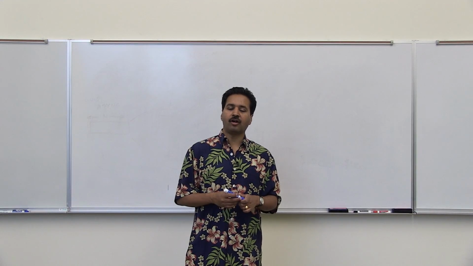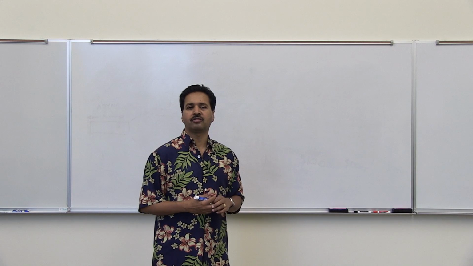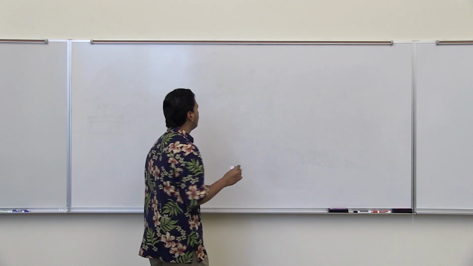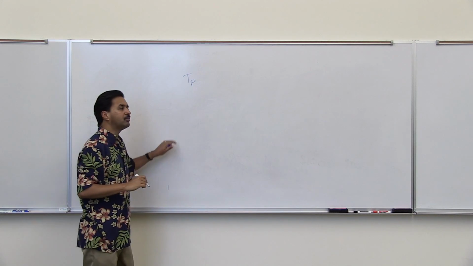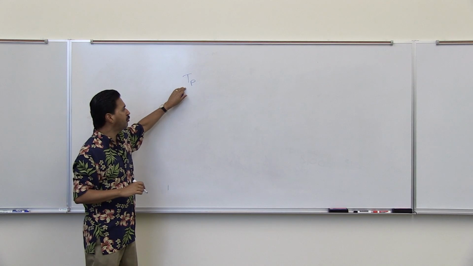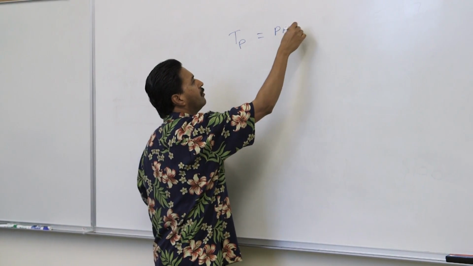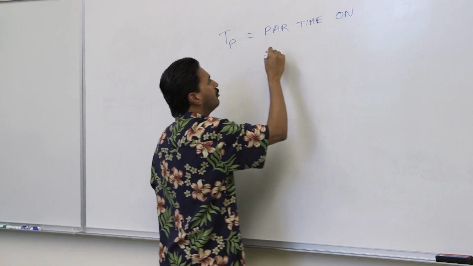Now that we've studied computation graphs, let's reason about the execution time of the computation graph on different numbers of processors. So what we'd like to do is try and understand what possible execution times we could have for a graph on p processors. So T sub p is the parallel time on p processors.